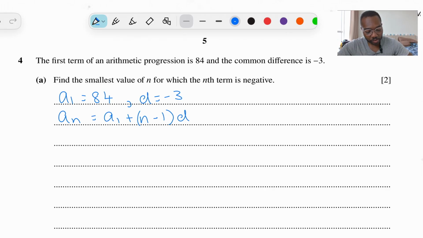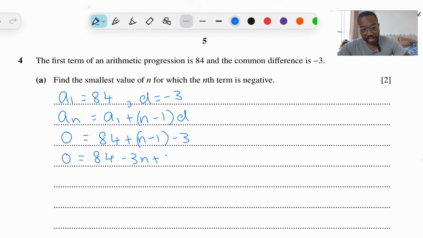So if an is equal to 0, then we can say that 0 is equal to a1, which we know is 84, plus (n minus 1), and we know d is minus 3. And we can work out this term. By doing this, we get 84 minus 3n plus 3, okay? And if we rearrange this, we'd end up with 3n is equal to 87, therefore n is equal to 29. So we get the 29th term at 0.